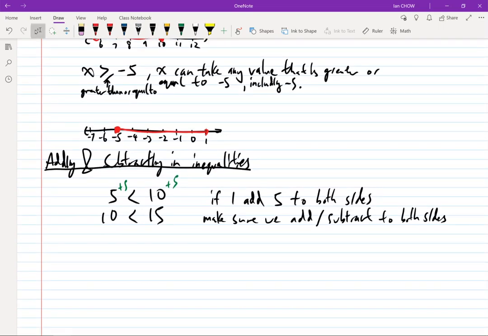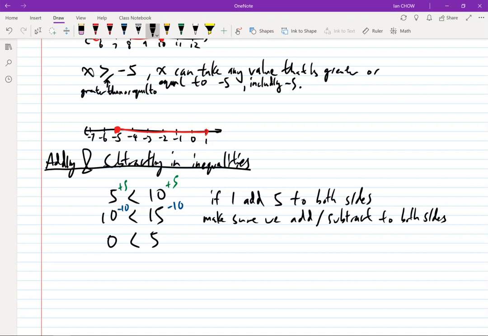If I take away from both sides, so let's just do this in blue this time. Let's say I want to take away 10. Minus 10 to this side and minus 10 to that side. And so 10 minus 10 will become 0. The less than will be the same. 15 minus 10 will be 5 this time. Is 0 still less than 5? Yes, 0 is certainly less than 5. And so this inequality stays true.